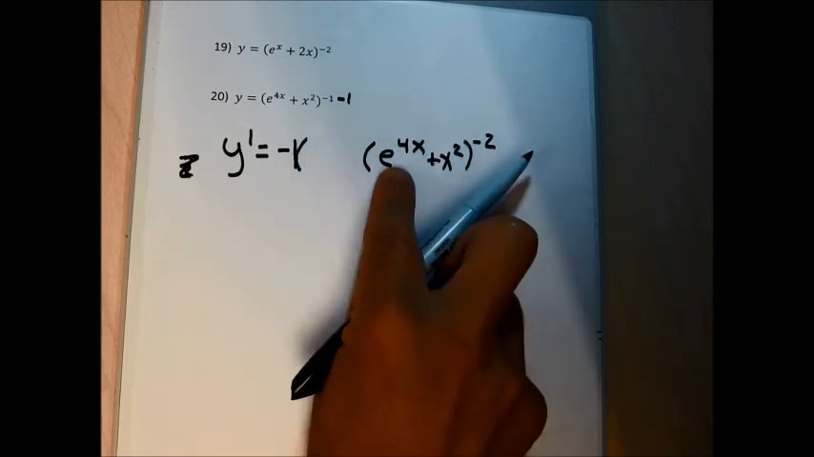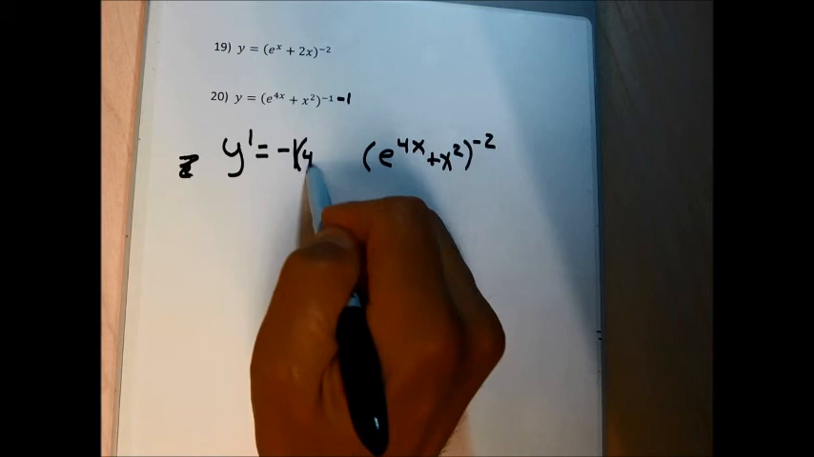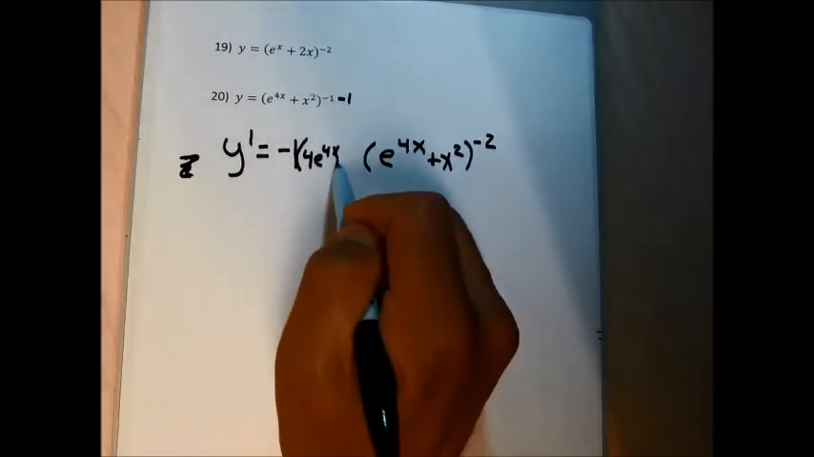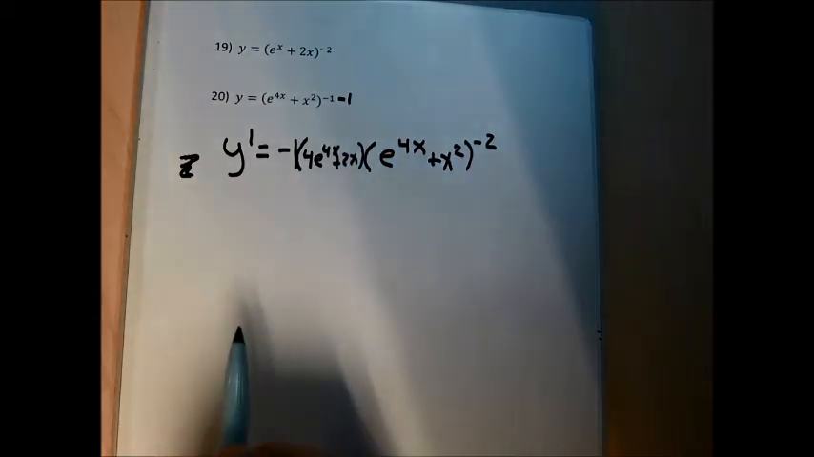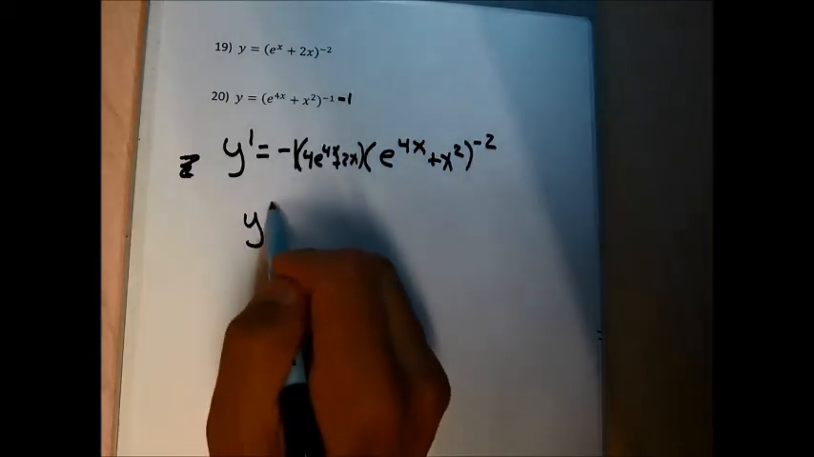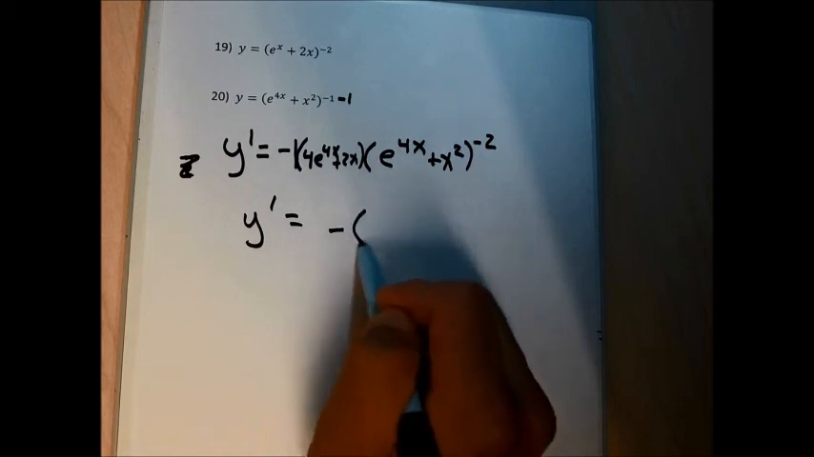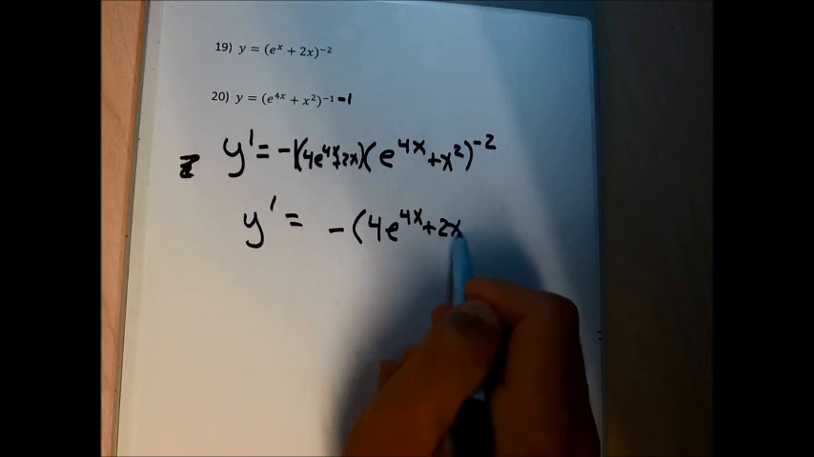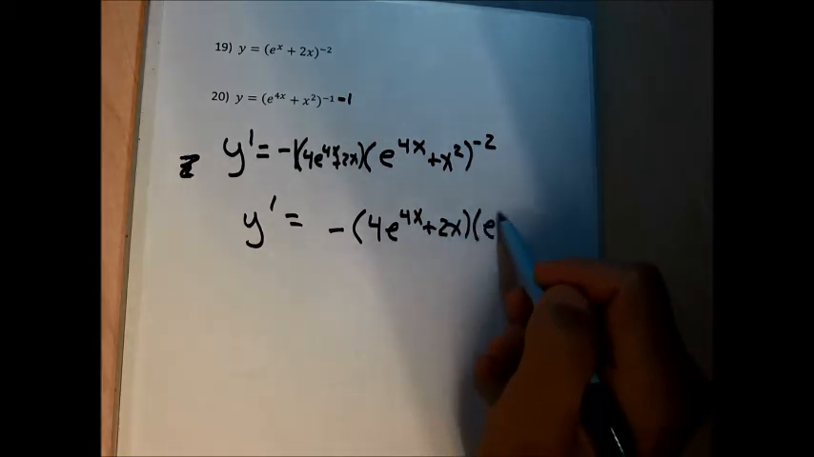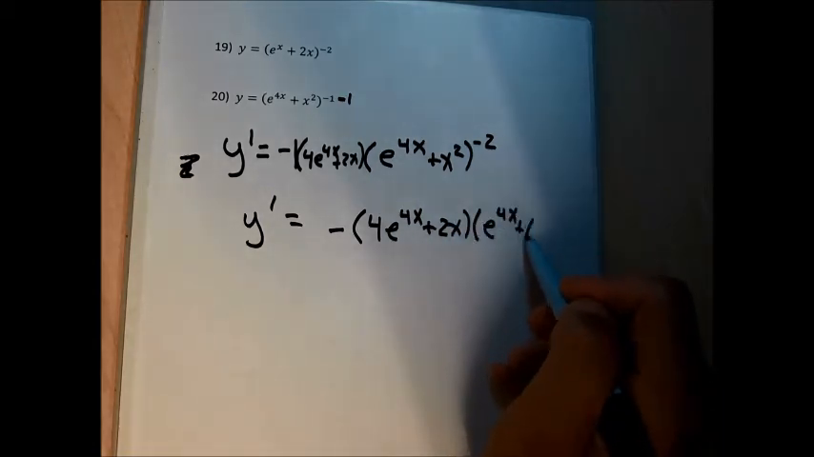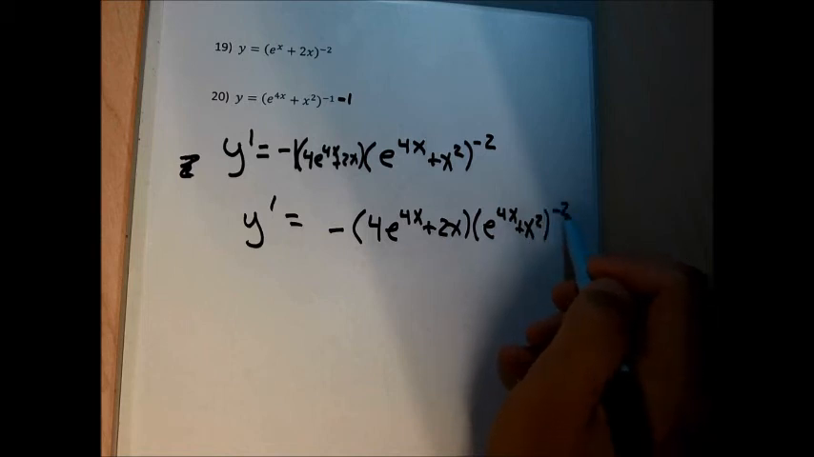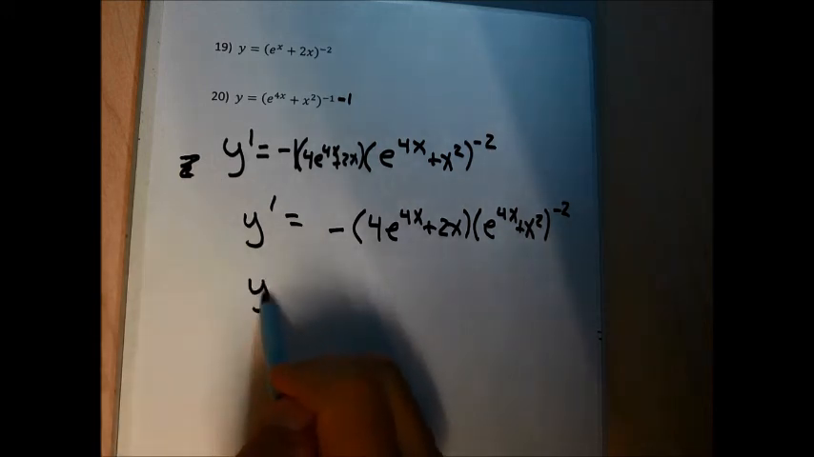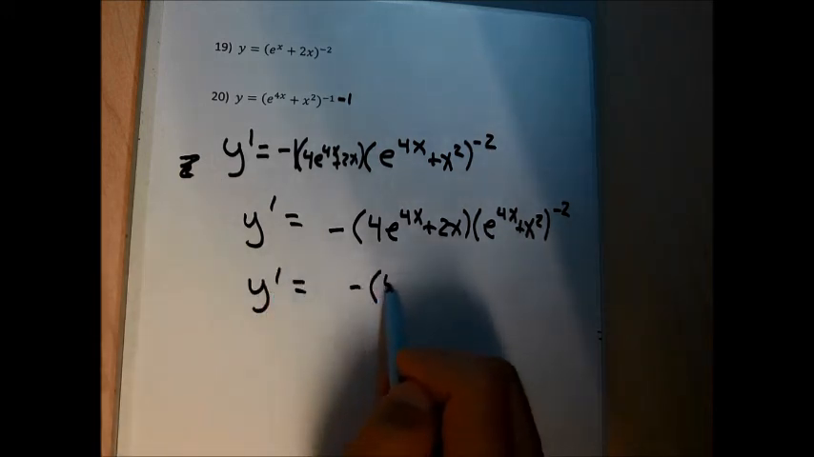The derivative of e to the 4x is 4e to the 4x. The derivative of x squared is 2x. That's the derivative. I don't need the 1 with the negative, so I can say it's y prime equals negative (4e to the 4x plus 2x) times (e to the 4x plus x squared) to the negative 2. There's no common factors, nothing combines. I can write this problem with a positive exponent if I care to, but you don't have to.